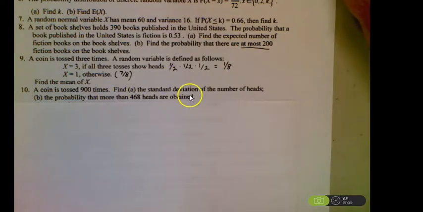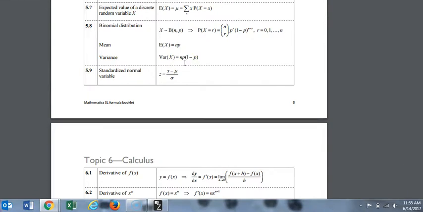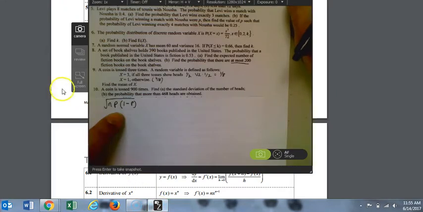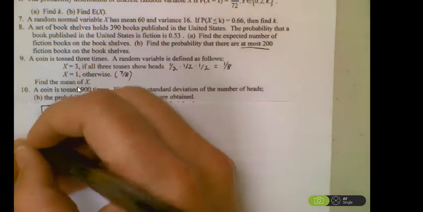Remember that standard deviation is the square root of the variance. We have in our packet the variance formula, which is the number of trials times the probability of success times the probability of failure. So 1 minus the probability of success is whatever's left over, the complement, which is what I would call the probability of failure. So there's the formula we're using. We're going to square root it in order to get the standard deviation. So for this one, you have your number of trials, n, which is 90.